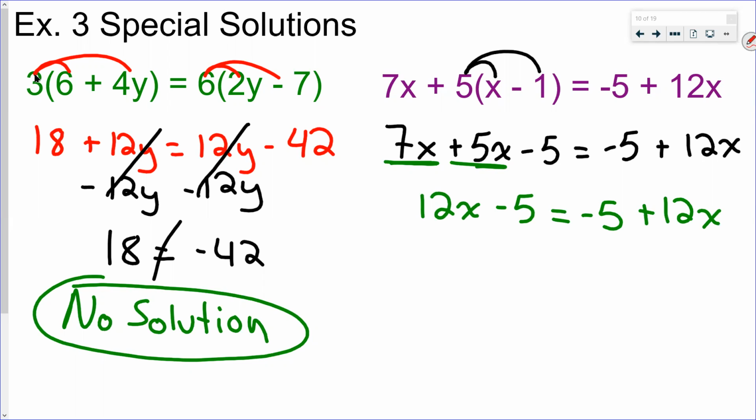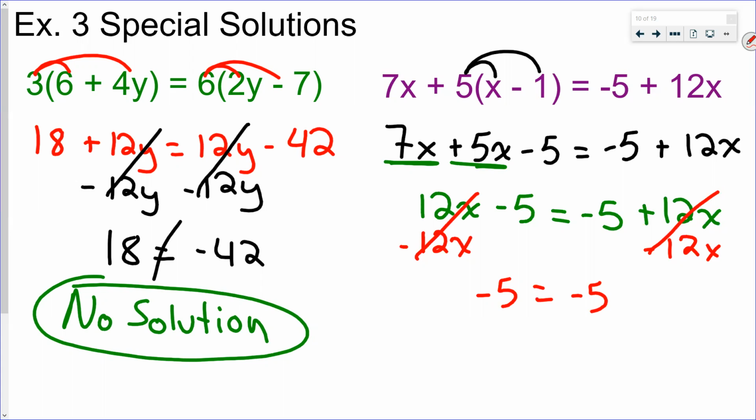No more grouping on one side of the equal sign. Now let's work on moving our variable. I got 12x's here, so let's subtract 12x from this side. We're going to subtract 12x from this side. 12 minus 12, well, that's 0. Those go away, leaving me with negative 5 equals. And this one's 12 minus 12, which is 0, so those go away as well, leaving me with negative 5 equals negative 5. Hey, that's a true statement.